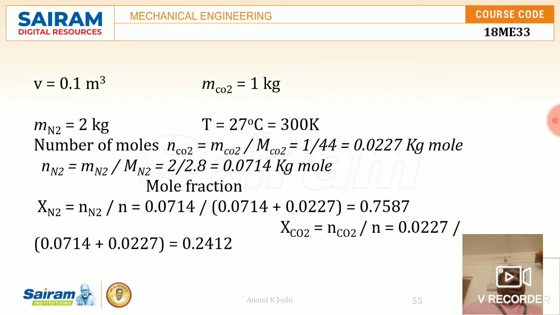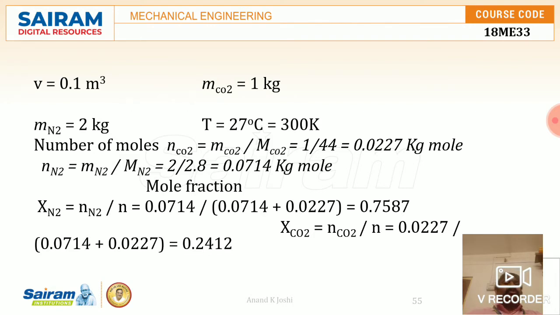Similarly, we have to find out the number of moles for the N2 also. What is the formula? That is mN2 divided by capital MN2. The mass of the N2 is 2 kg. The molecular weight of N2 is 28, 14 into 2 is 28. That is 0.0714 kg mole.